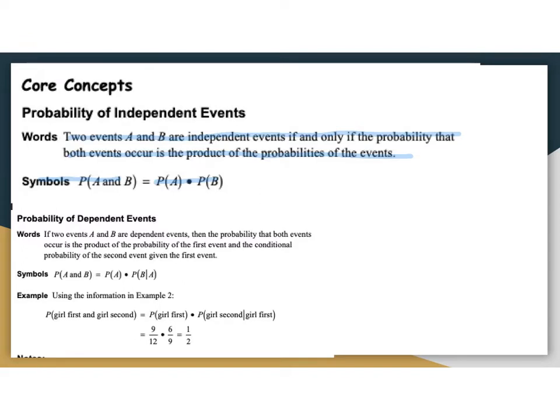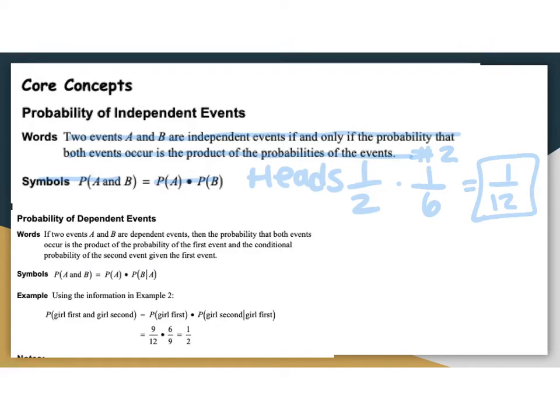For example, if we flip a coin and we want to know the probability of getting heads, that'll be 1 out of 2. If we roll a die and we want to get the number 2, our chance of getting a 2 will be 1 out of 6. These are independent events. They have nothing to do with each other. So to find the probability of doing both, we would multiply and get 1 out of 12. That's the chance of both of those things happening.